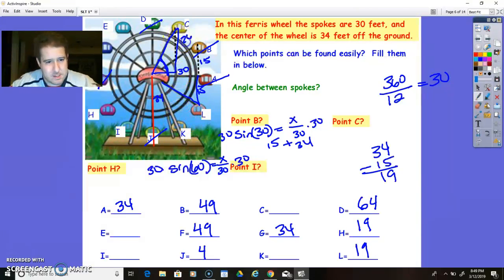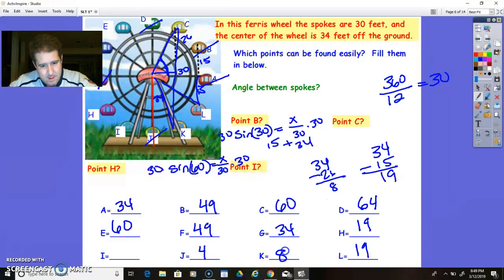I'm just going to say it's 26 exact. So 34 plus 26 more is 3, 4, 5, 60. So height of C is 60. And if C is 60, then E must also be 60. Now, if this is 26, then this triangle is also 26. So therefore, K's position is 26 below 34. 34 minus 26 gives me a difference of 8. And if K is 8, then so is I.